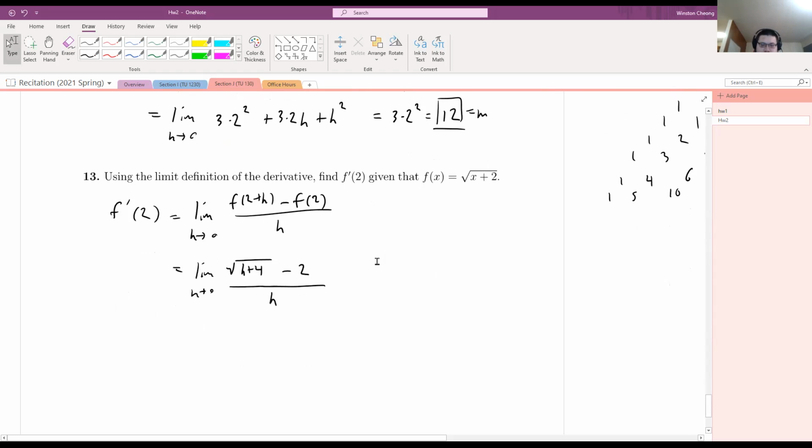Now, right, so I already told you the trick, but you stare at this and you need to realize you can't just plug in. You have to use some kind of trick, some technique to calculate this limit. And that particular trick is multiplying by the conjugate.